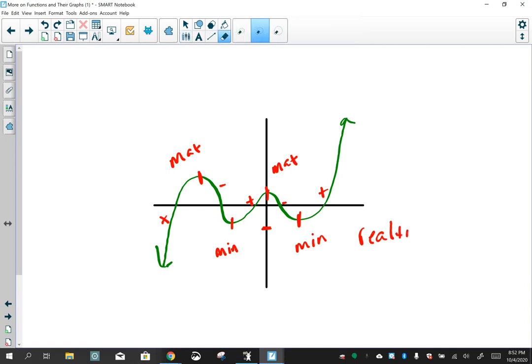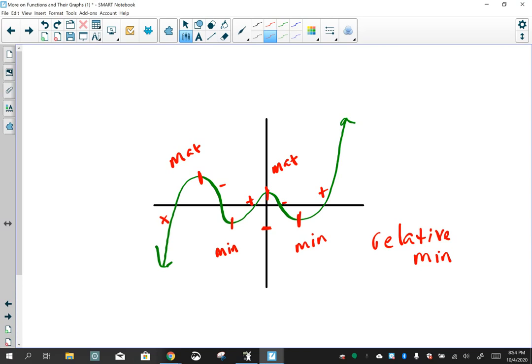Ooh, that was bad spelling. Hold on, let's try that again. Not relative. Relative min. And it's relative because there's not an absolute. I have two minimum values here. They're relative because there's not an absolute y value that's lower than the other. Because of that, I've got two minimum values here.